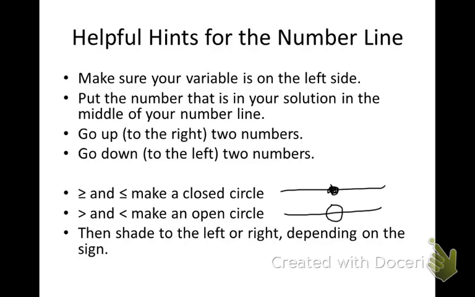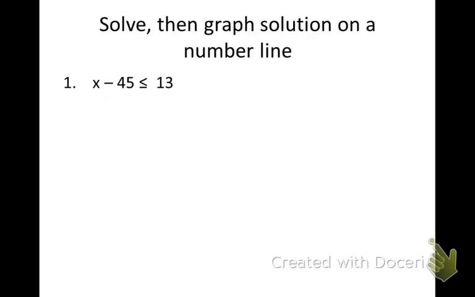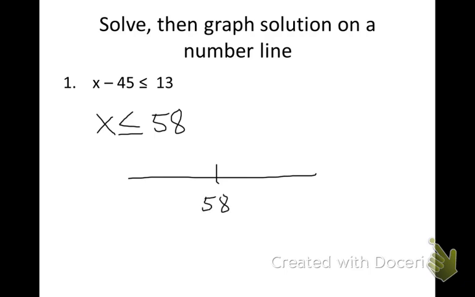So if we go back a slide to what we had before for this one, remember our answer that we came up with was x was less than or equal to 58. So if I was going to graph this, what I would need to do is draw my number line. It said put the number that I come up with, 58, in the middle, and then I'm going to put 2 numbers on each side of it. So the next number up would be 59, and the next number up from that will be 60, and then 2 numbers down, so we're going to have 57, and we're going to have 56. Try to space them equally if you can.